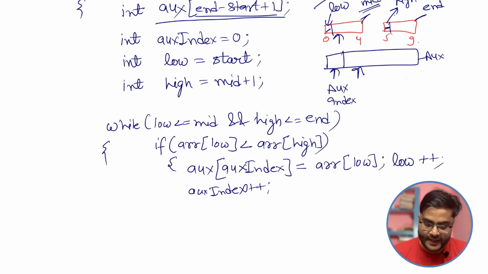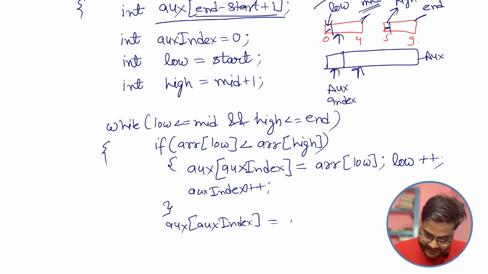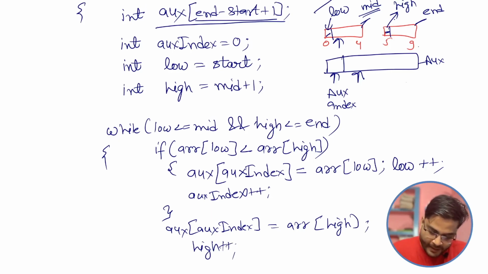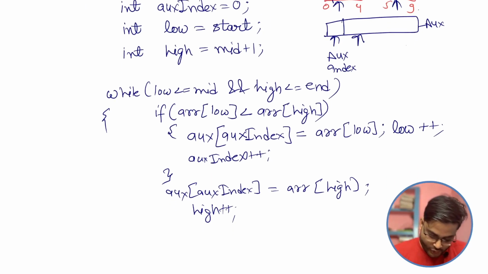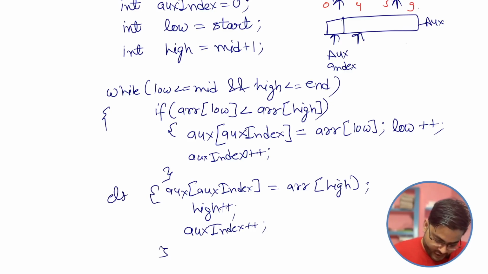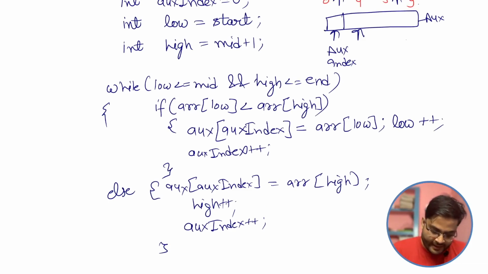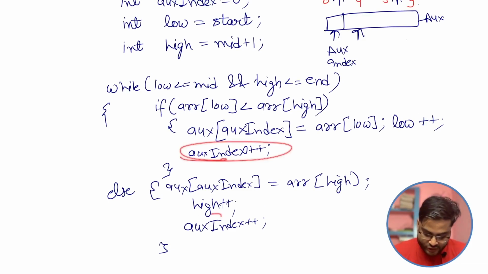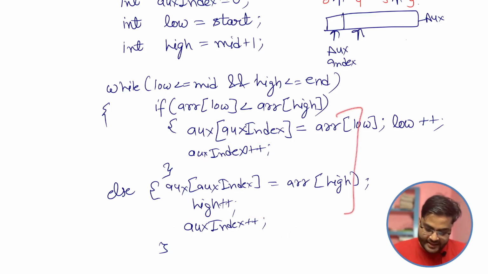If that is not the case, then I will copy from the second subarray. So I will copy aux index equals array of high, and I will increment high, so high plus plus. Now my high will be here. I will again increment my aux index. So this will be my else part. Here also I will increment aux index, so in both conditions I will increment aux index.